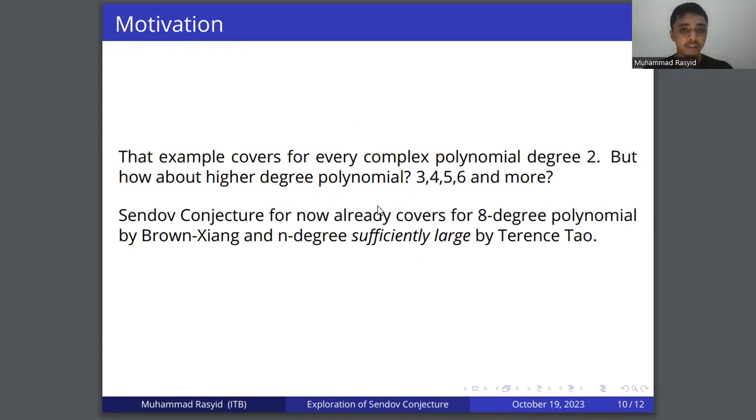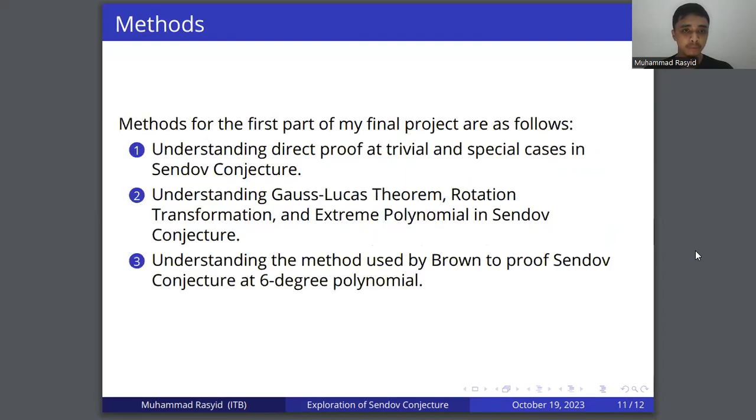But how about higher degree polynomials, such as 3, 4, 5, 6, and more? That is my motivation to study the Sendov conjecture. For now, Sendov conjecture is already proven for degree up to 8 by Brown and Xiang, and for sufficiently large n by Terence Tao.